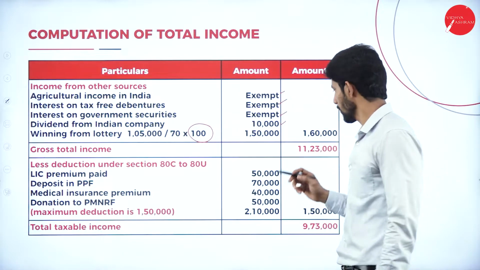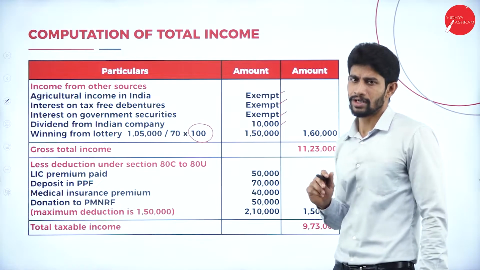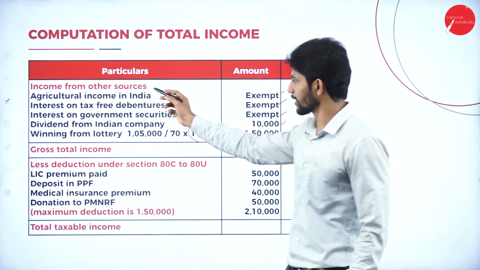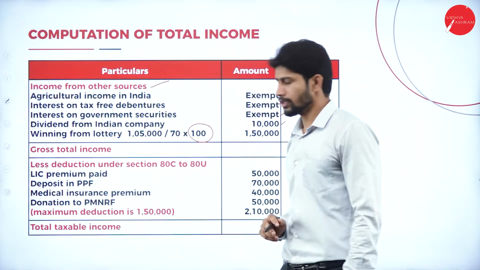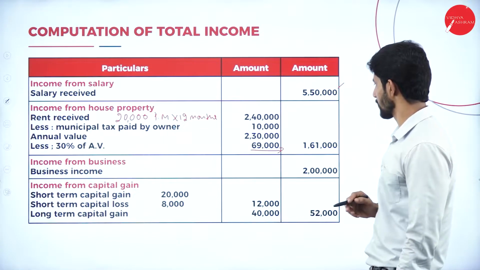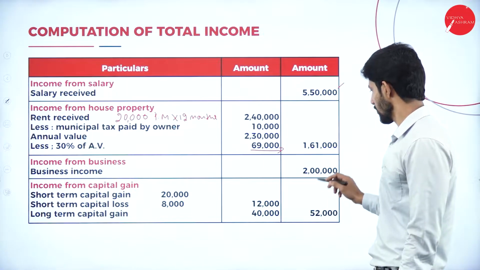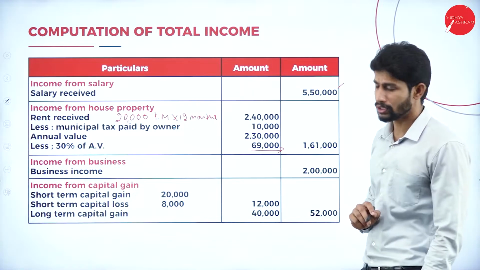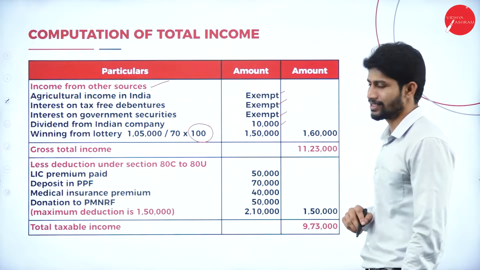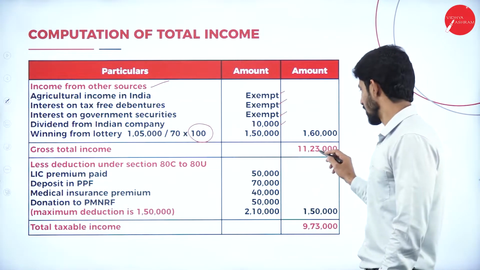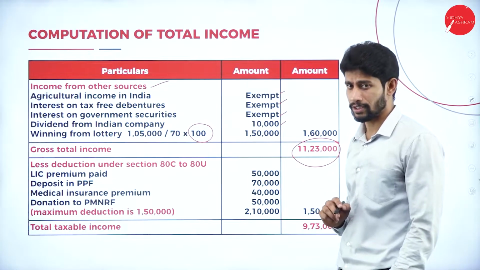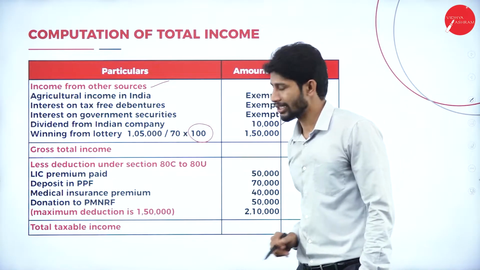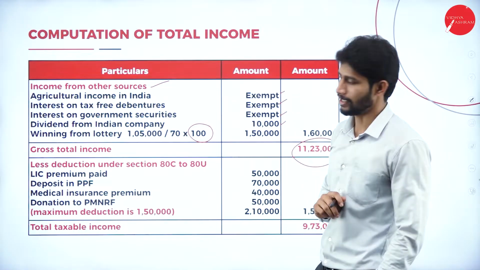Total the amount column. You will get 1,60,000. 1,60,000 relating to income from other sources. Next, total the outer column: 5,50,000, 1,61,000, 2 lakhs and 52,000 and also 1,60,000. Total, you will get 11,23,000. That value is called gross total income.